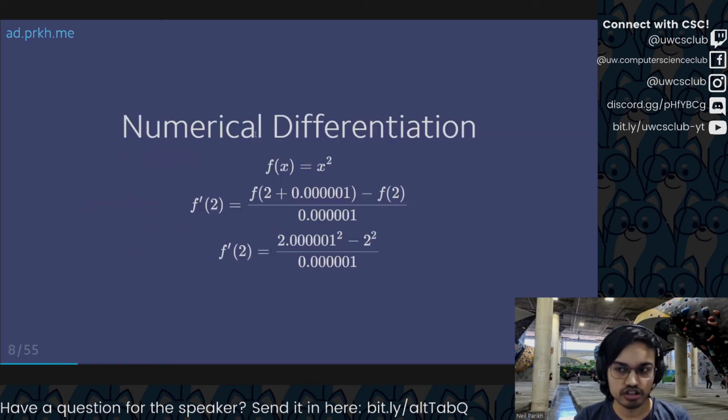Let's say your function is x squared. You're doing this one operation right here with a floating point number, so you're going to have a lot of error there. Subtract, some more error, and divide, that's more error. So the errors are going to propagate and you won't get a good, accurate value.